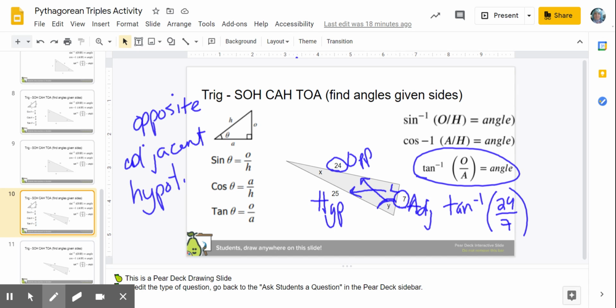Tangent, I've already forgotten what my numbers are. I'm a little ADD today. 24 over 7. So we're going to do 24 over 7. So we get 73.7. So Y is 73.7 degrees.